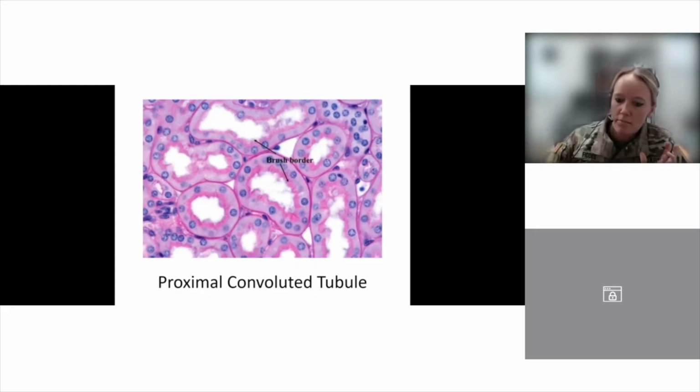When you get ischemia or hypoxia of the tubules, you lose that actin cytoskeleton, so you get breakdown of those villi. And once it loses its villi, it's losing its surface area and it can't secrete and absorb what it needs to.